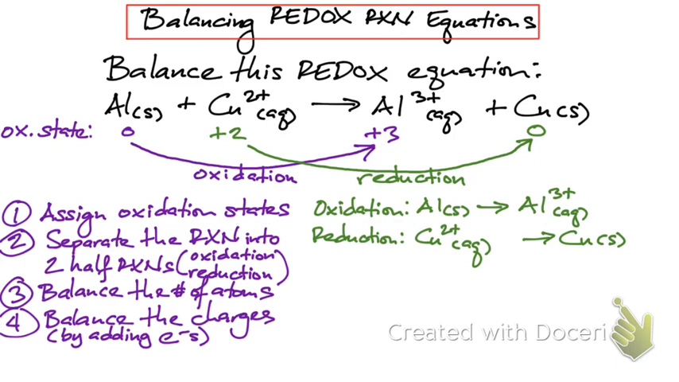And we can do the same thing for the reduction part. We have +2 charge here on the reactant side and 0 on the product side. And so by adding 2 electrons on this side, that would balance the overall charges.